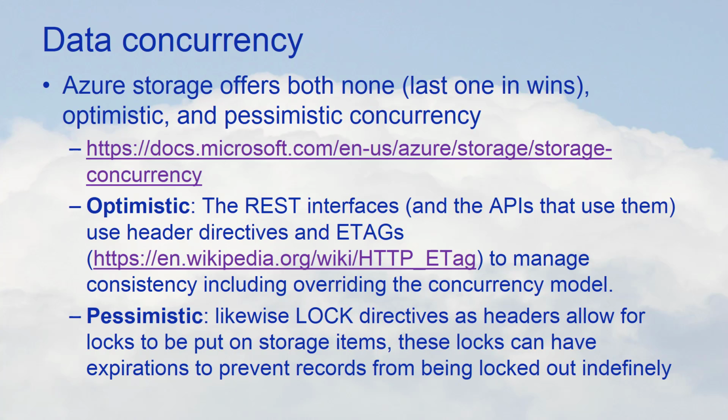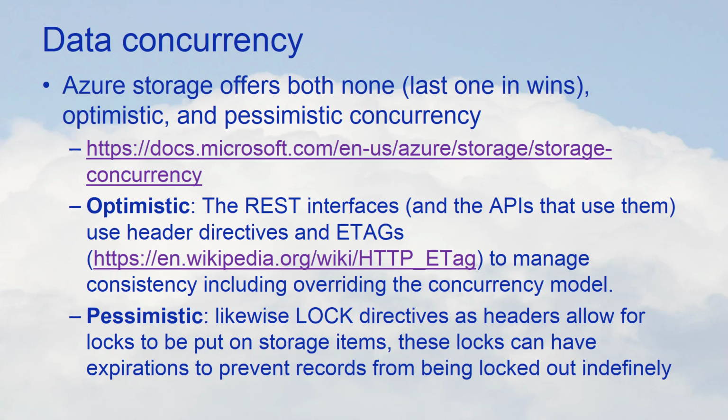Data concurrency is about optimistic, pessimistic, and no locking. By default, Azure Storage does last one in wins, or essentially no locking. In optimistic concurrency, when we read an item from storage, we get an ETag. And if, as we write that item back, the ETag that's in the storage currently for that item and the ETag we're trying to write don't match, we know that the data's changed from underneath us, and we'll get an error back indicating that we have an optimistic concurrency failure. The REST code for this is 409, and it materializes as various exceptions depending on what API you're using.